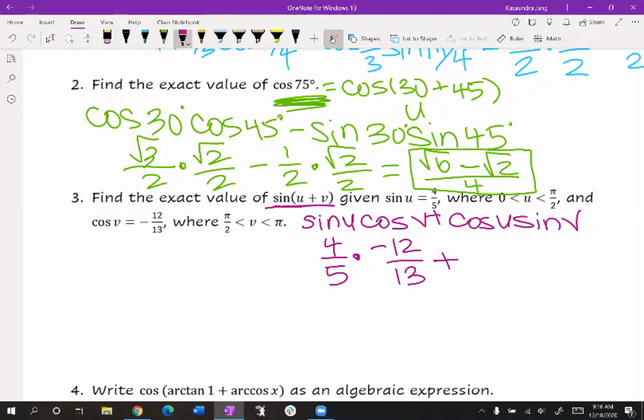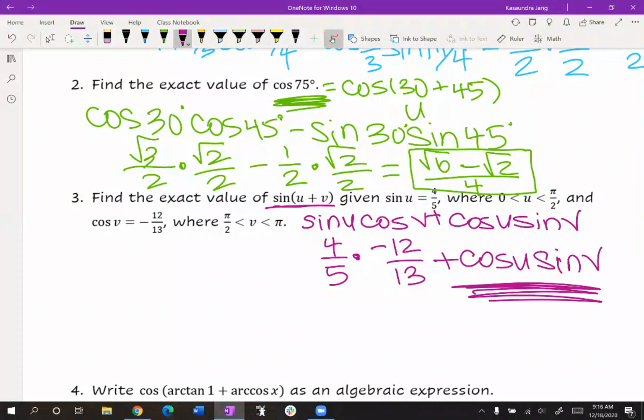Nice, but I do know the sine of u. I don't know the cosine of u though. I don't have that quite yet. So this is where I'm at so far. I got the cosine of v, but I don't know the sine of v quite yet. All right, so here's where I'm at so far. I need to get some information for these other trig functions.